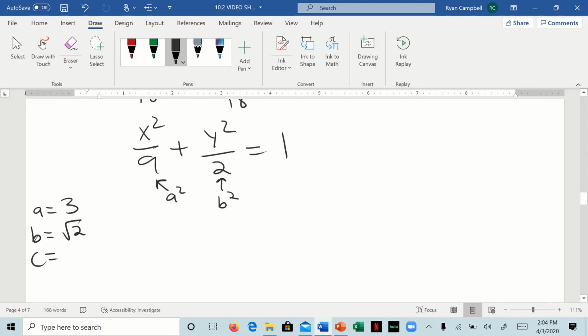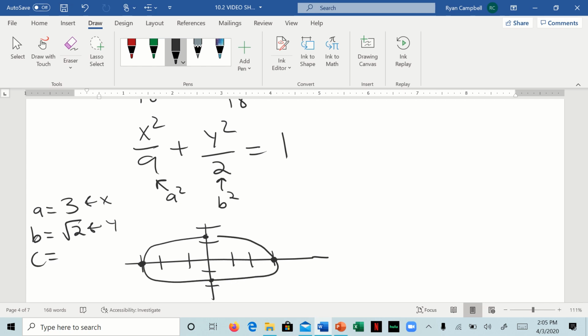All right. So we see that the a is underneath the x, right? So we go 3 on the x-axis, square root of 2 on the y-axis. So 1, 2, 3. And square root of 2, that's going to be between 1 and 2 somewhere. Same thing with negative. So this is what we get for the ellipse.